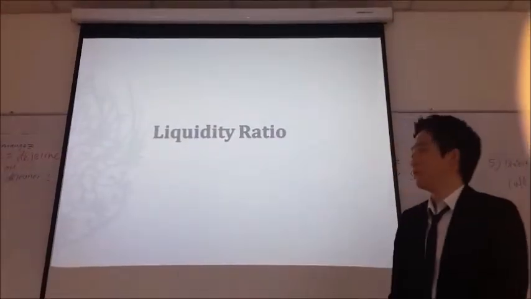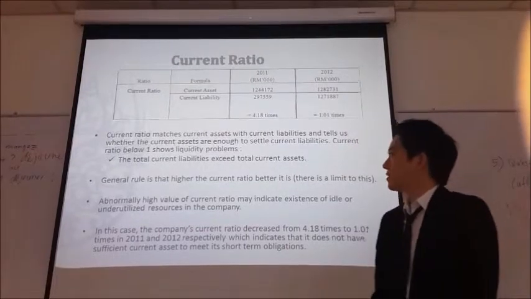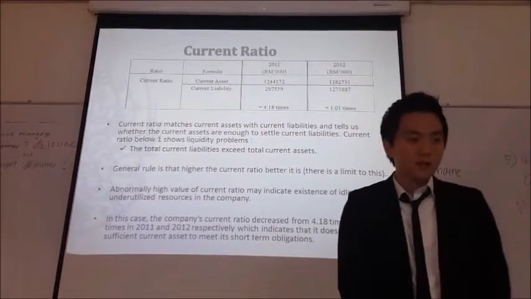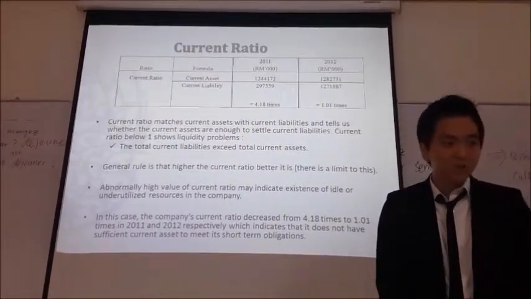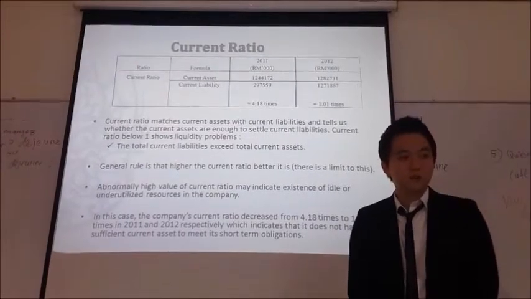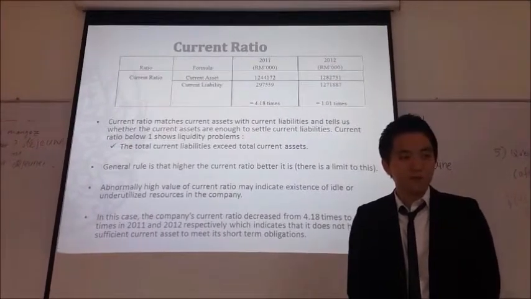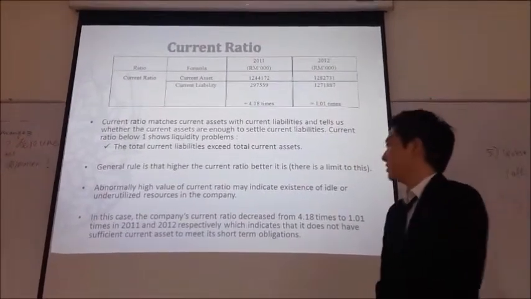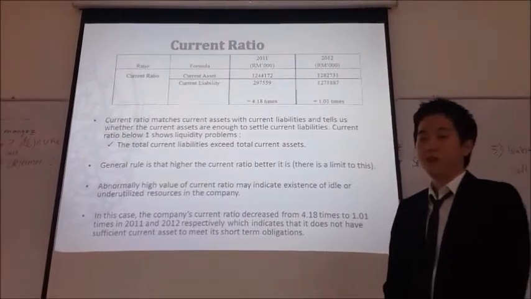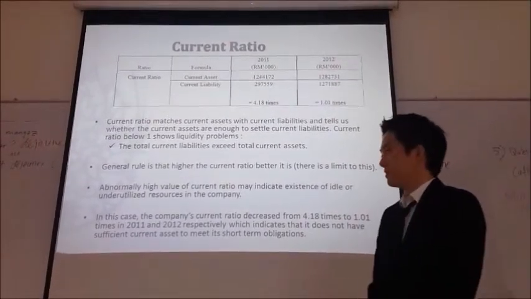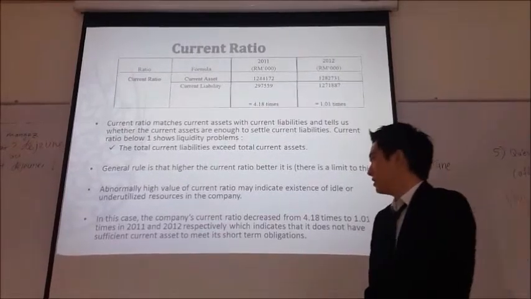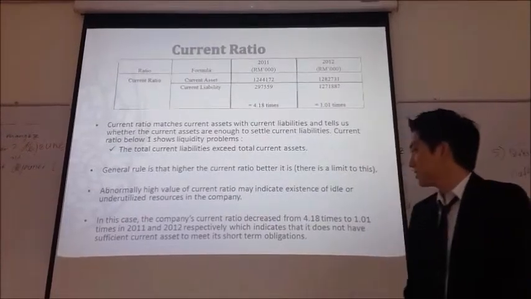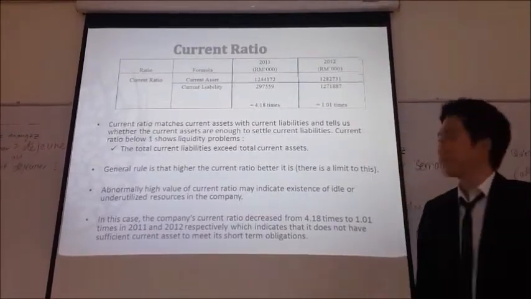And I will explain about the liquidity ratio. The current ratio matches current assets with current liabilities, and tells us whether the current assets are enough to settle current liabilities. A current ratio below 1 shows a liquidity problem. The total current liabilities exceed total current assets. So in this case, the company's current ratio decreased from 4.18 times to 1.01 times in 2011 and 2012 respectively, which indicates that it does not have sufficient current assets to meet its short-term obligations.